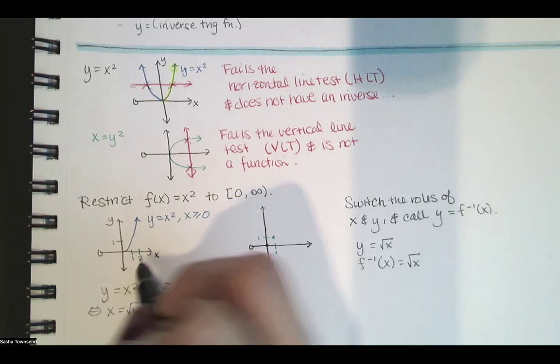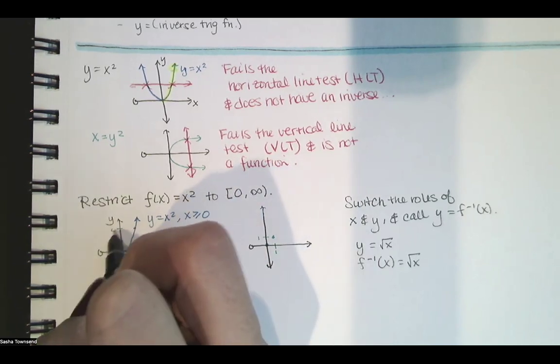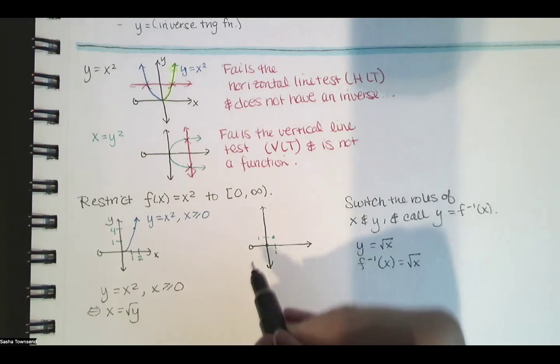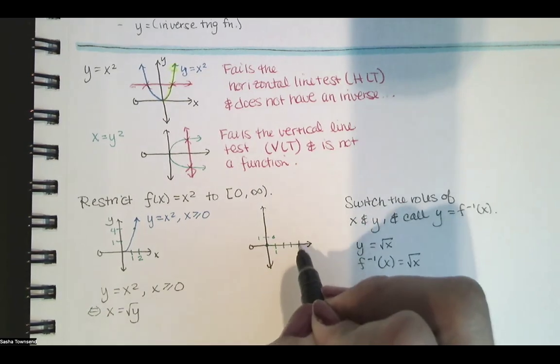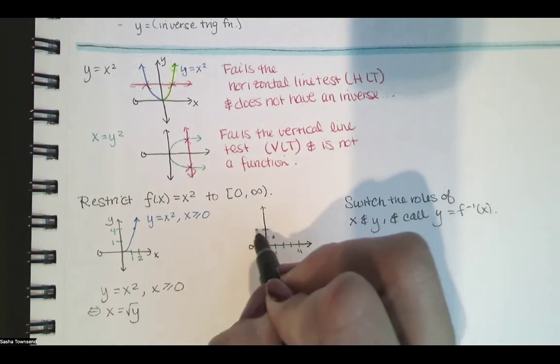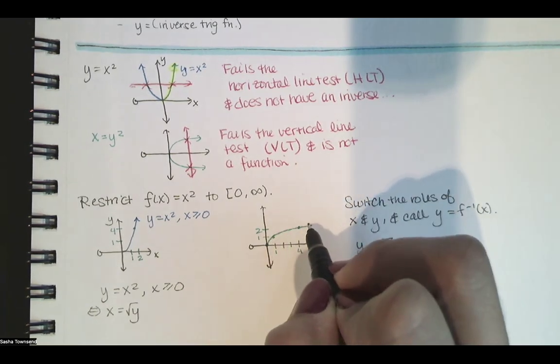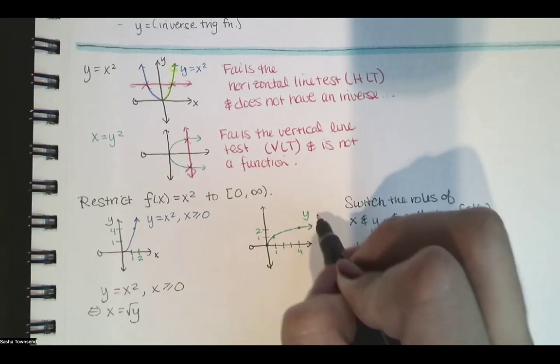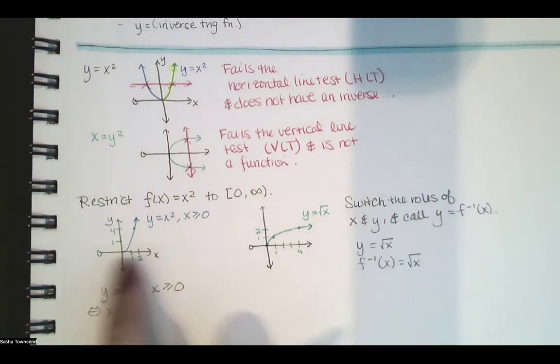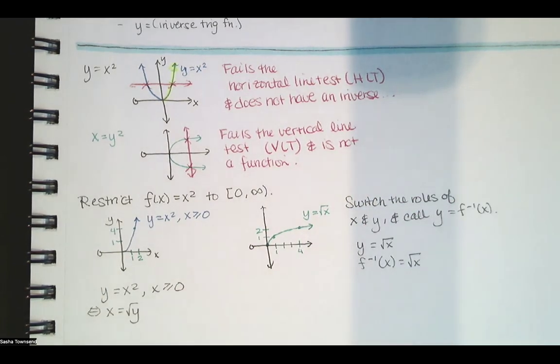When x is equal to 2 here, y is equal to 4. So when x is equal to 4, on this graph, y is equal to 2, because you switch the roles of x and y, and you get that. So these two are inverses of each other. If we draw them on the same grid, we can see a little bit of symmetry.